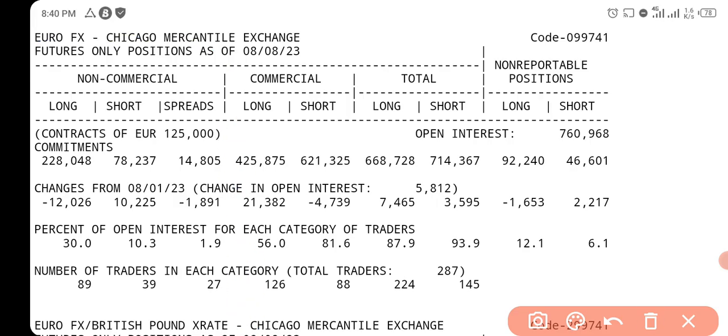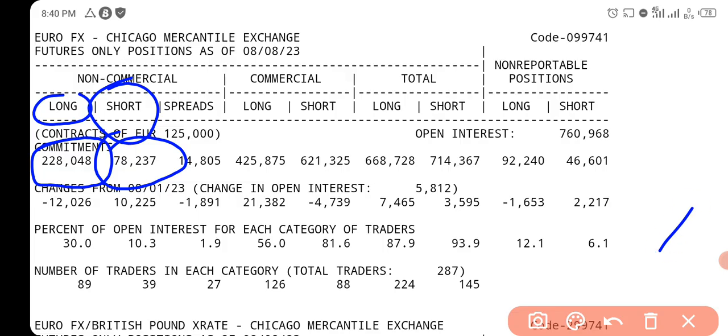Let me try to explain this before going to the real COT data. Now this is the contract for euro. Remember, this is a 125,000 euro position. This is buy, this is long, this is short. The spread, you don't need it. This is the total long we have and this is the total short we have. We have 228,048 long and 78,237 short, meaning that buyers are higher than sellers, meaning the euro is bullish.